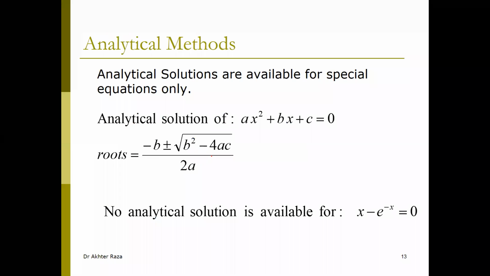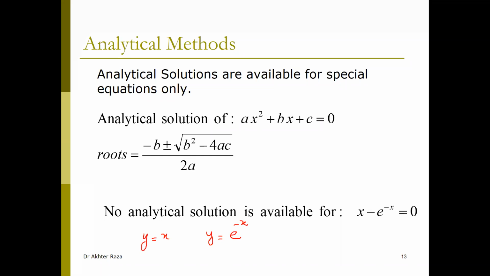Now this is the simplest equation, and the analytic solution is shown here, but no analytic solution exists for this one. If we want to solve this equation, which is x minus e raised to the power minus x is equal to 0, we may consider two functions. One function is y is equal to x, and the second function is y is equal to e raised to the power minus x.